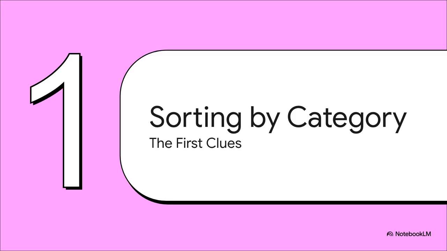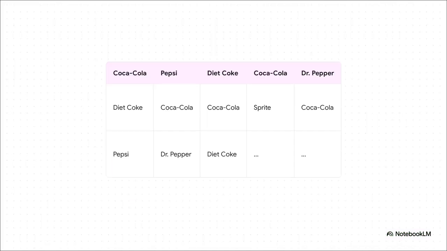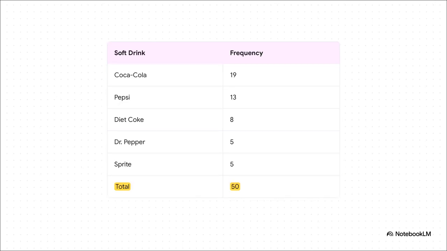Okay, first things first in any investigation, you've got to sort the evidence. So we're going to start by grouping our clues into some really simple categories and see what pops out. So we're back at the scene of the crime. This list of 50 purchases. To find the real story that's hiding in here, our very first move has to be creating some kind of structure.